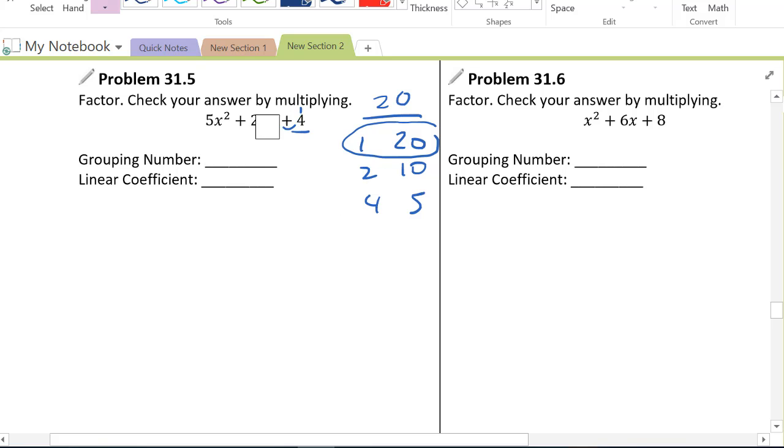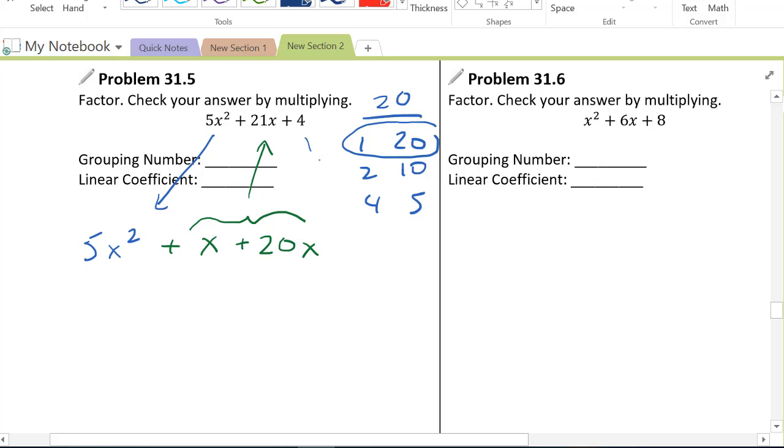Okay. Now what do we do? I bring down my 5x squared, right? And I'm going to rewrite 21x by using a positive 1x and then a positive 20x, right? And again, make sure that 1x plus 20x is 21x, which it is. And then I bring down my 4, so it's plus 4 here. Okay, now what do we do? I can group factor now. Group, group, group, group. What can I factor from the first two? I can factor out an x. What's left over? 5x plus 1.